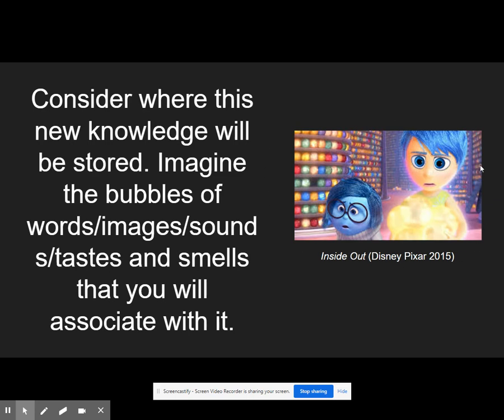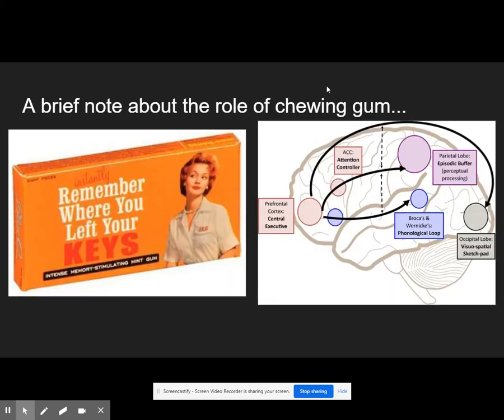If you've seen the movie Inside Out, this is what we're trying to do, right? We're trying to create these memories that are located in lots of different places so that it's easy to find them. Some people ask me about chewing gum. They say, is it true that if I chew gum while I'm studying and I chew the same gum when I take the test, that I'll be able to remember everything a lot better? The answer is maybe.